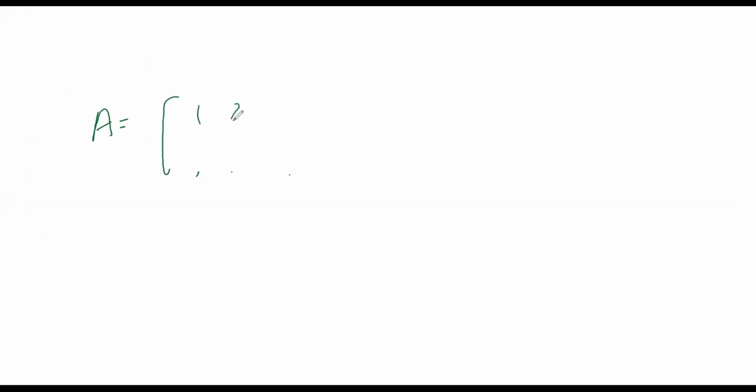Suppose there are two matrices. Matrix A is 1 2 3 4, and matrix B is 1 2 3 4 5 6, correct? First thing for us is how to identify the rows and columns. Row 1 contains how many elements? 1 and 2. First row, row 2. Here first row, second row, third row.